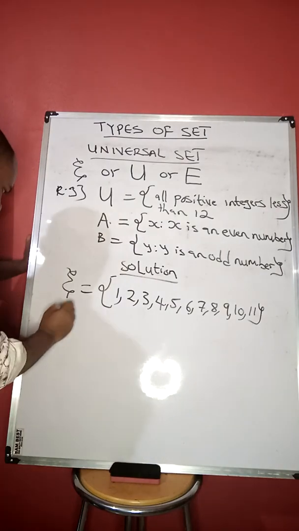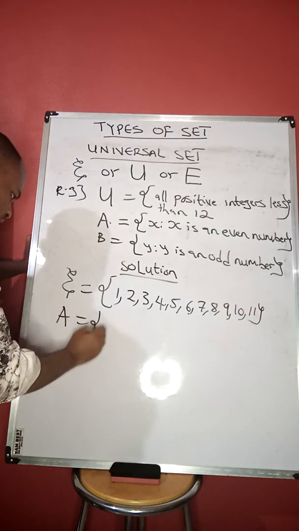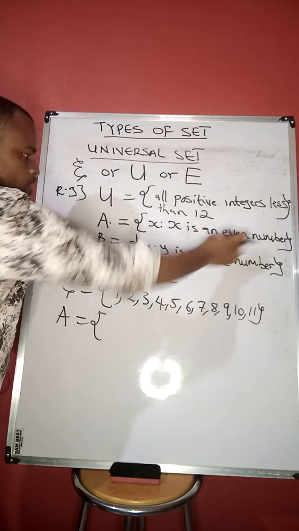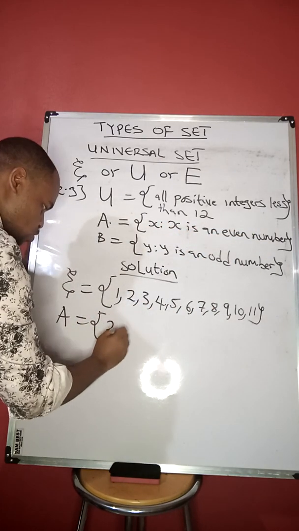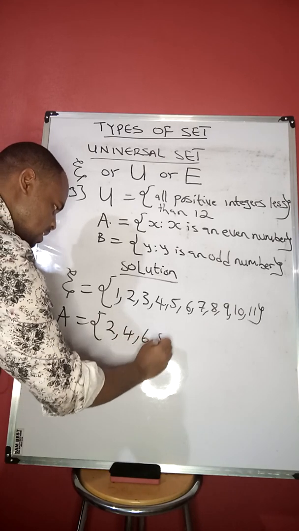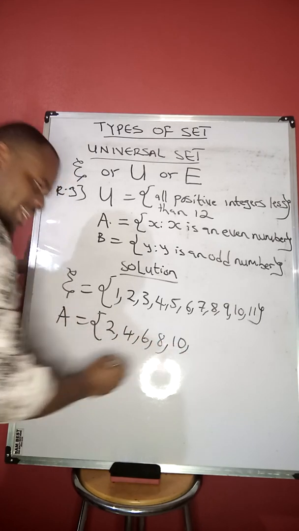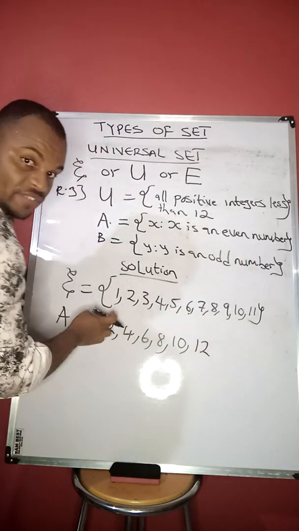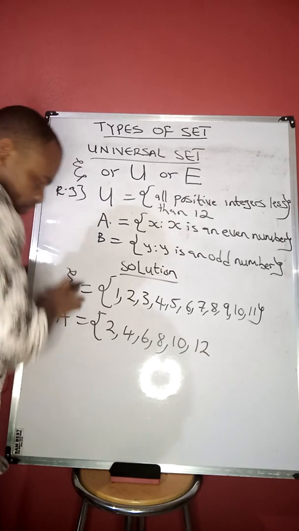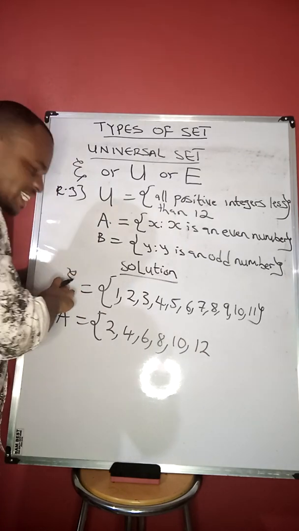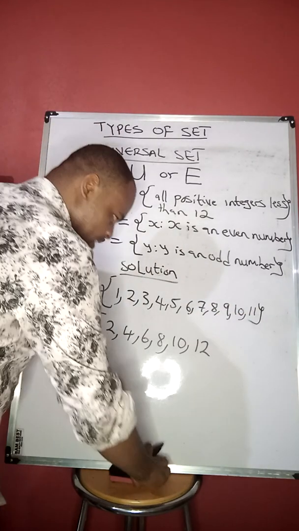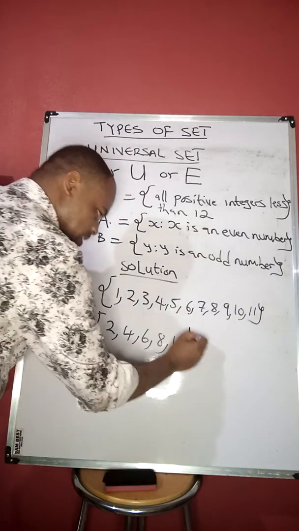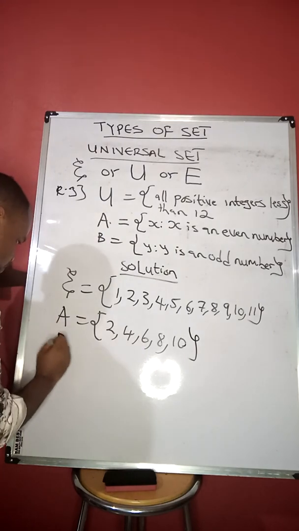Now, let's come to A. My set A is a set of x, so that x is an even number. So I'll list my even numbers: 2, 4, 6, 8, 10. If I mistakenly add a 12, look at 12. 12 is outside my universal set. So I cannot have a 12 for this question because I've already defined what my universal set is. So 12 cannot come in. You clean the 12 and you stop at 10.